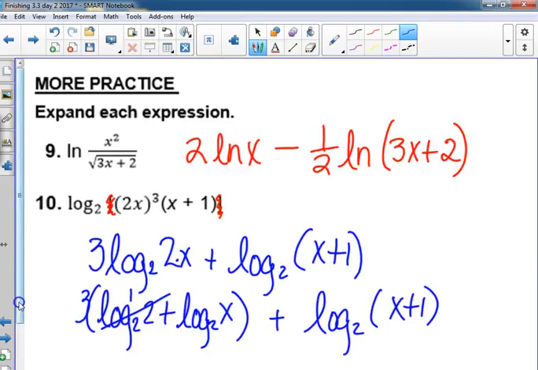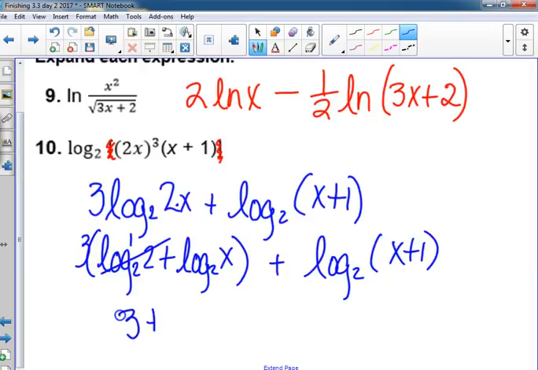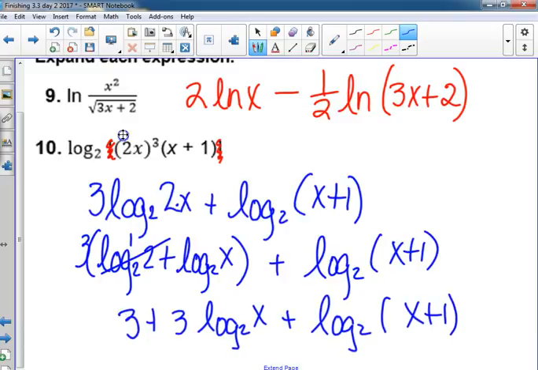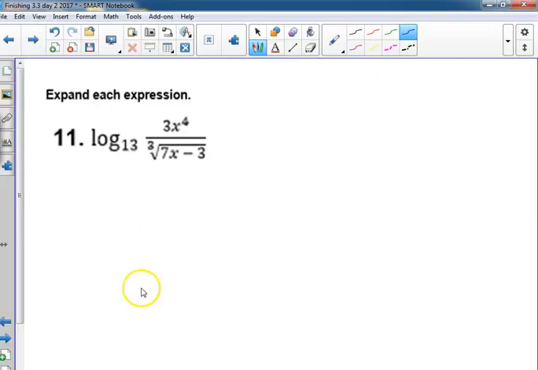So I suppose if we distributed that three, we'd have three plus three log base two of x plus log base two of x plus one. Now, why did that work? Well, this is really 8x cubed, right? And guess what the log base 2 of 8 is? 3. And x cubed was 3 log base 2 of x, right? So this is why I wouldn't put that on the quiz, because there's so many different ways you could deal with that problem, right? All right, who's got 11?